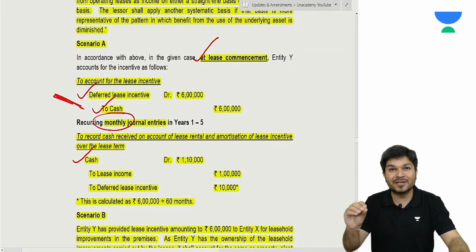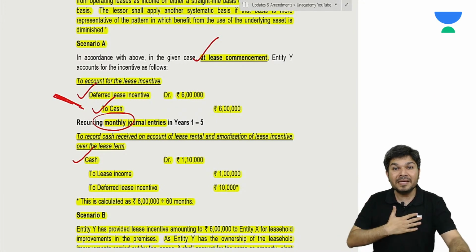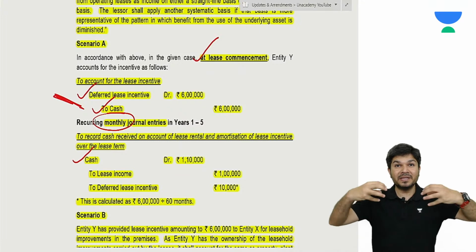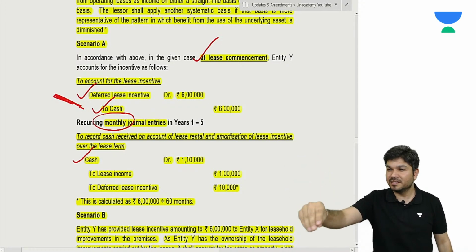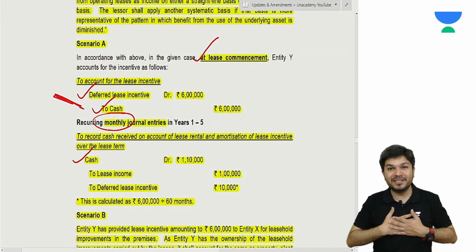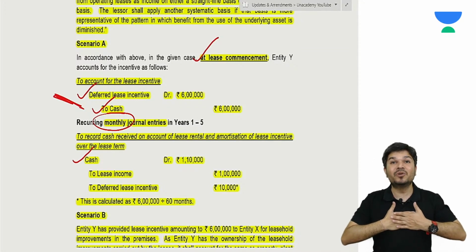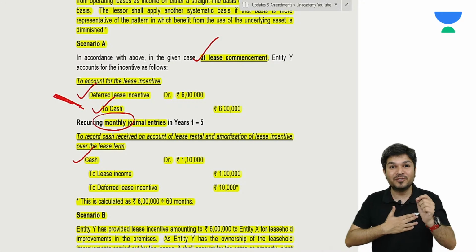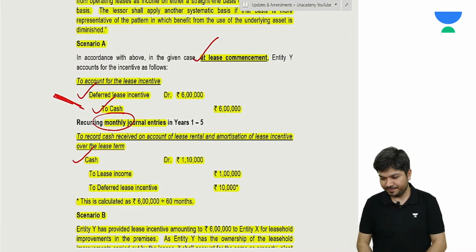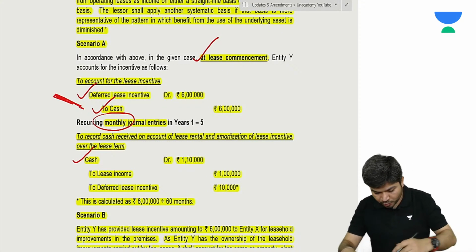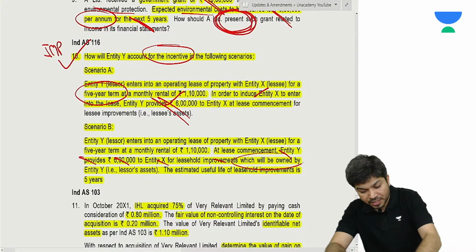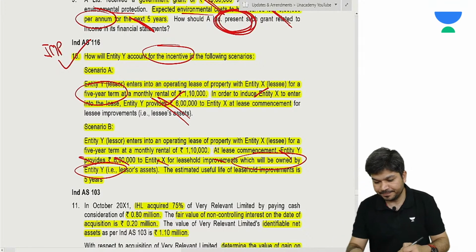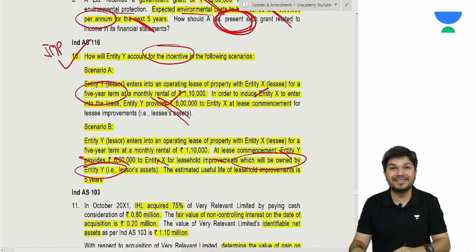Instead of giving 6 lakh rupees to him as lease incentive and he does his furniture on his own, I build the furniture and the furniture remains in my ownership. If furniture remains in your ownership, then you should record it as PP in your books. Yes, no? The second question B, what is given? Here, entity Y provides 6 lakh to entity X for leasehold improvement, which will be owned by entity Y.